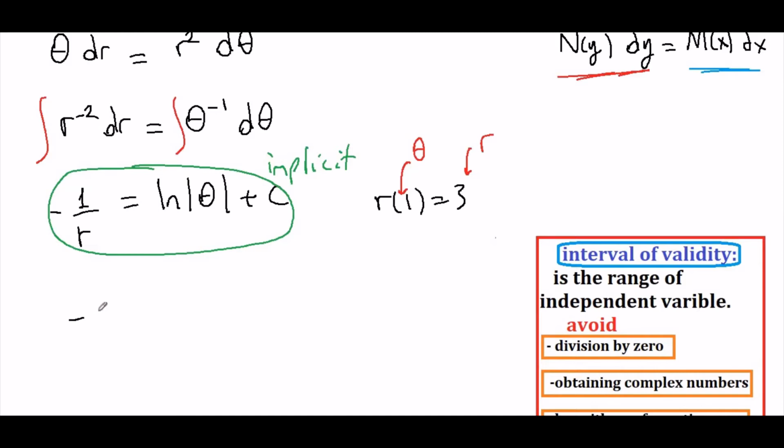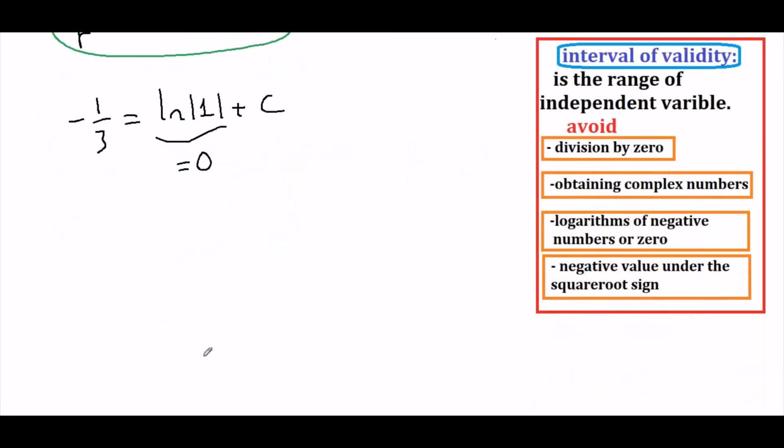So negative 1 over 3 is equal to ln of 1 plus c. We know that ln of 1 is equal to 0, and c is equal to negative 1/3. So we can plug in: negative 1 over r is equal to ln of theta minus 1/3.